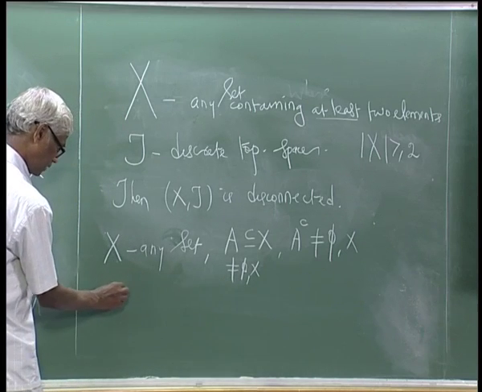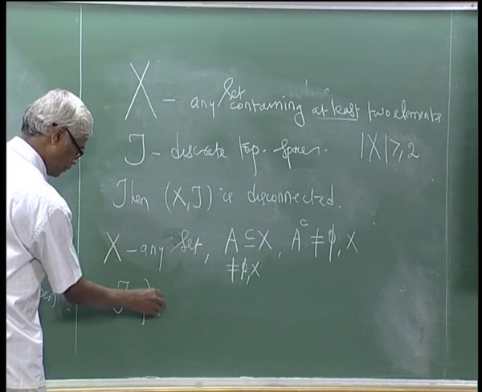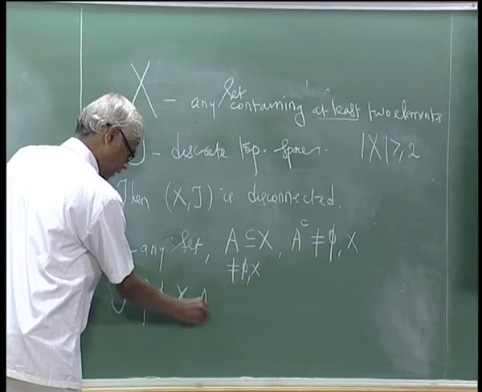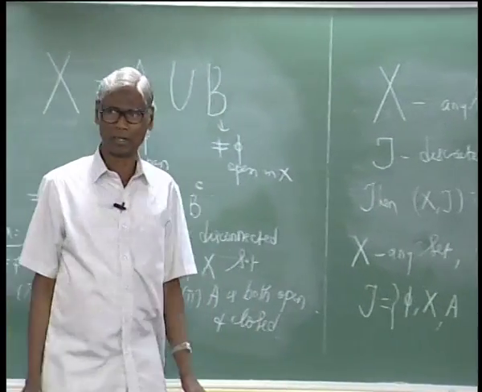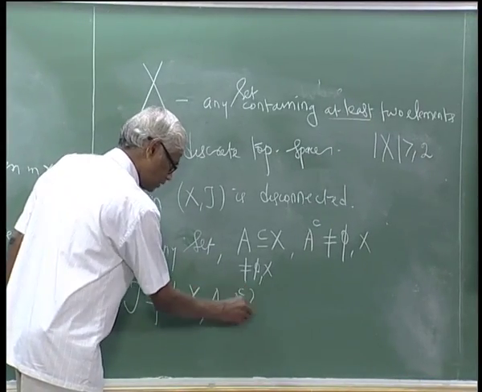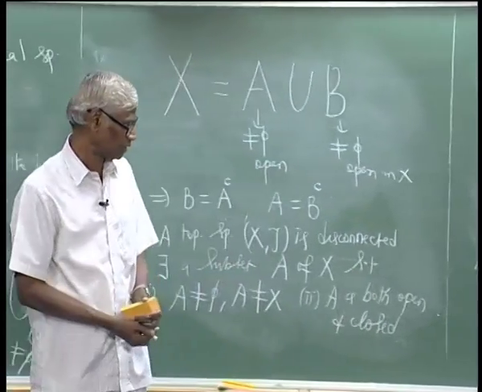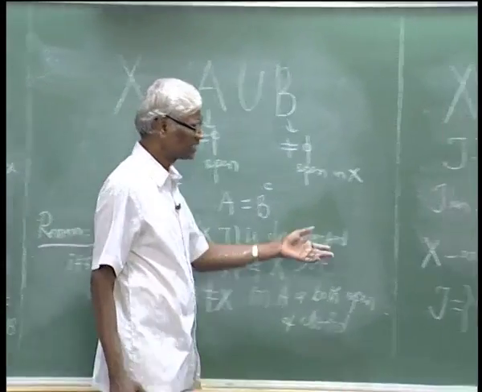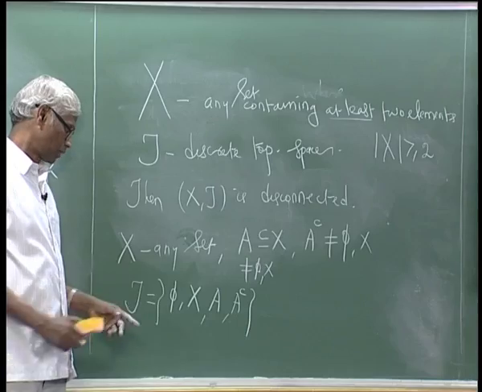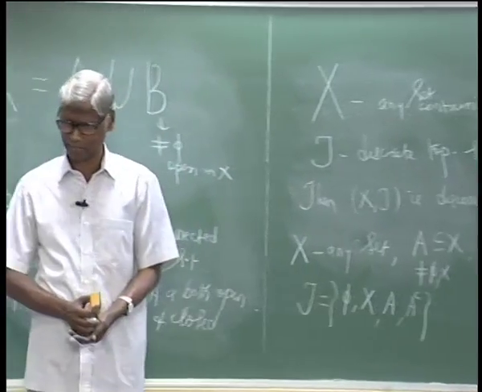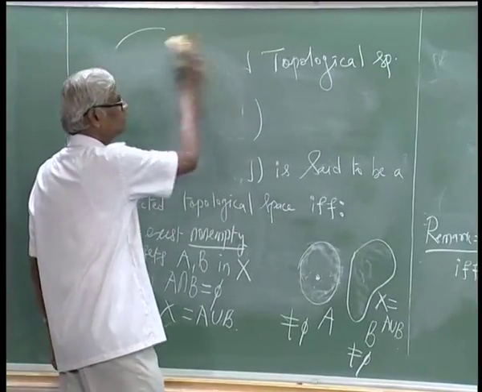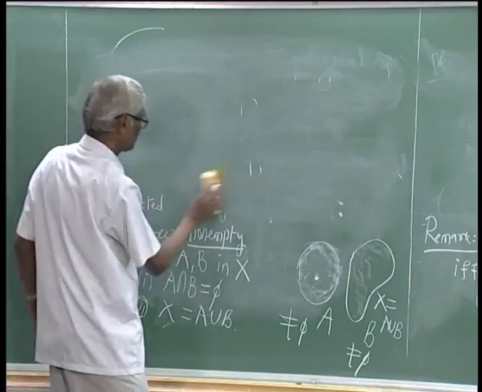Then consider tau consisting of the empty set, the whole space X, and A, capital A, which is non-empty and not equal to X; its complement is also in tau. Then this is also a topology on X. Such an example may not be that interesting. With respect to this topology, X will be disconnected. Now we will give an example of a topological space which is connected.